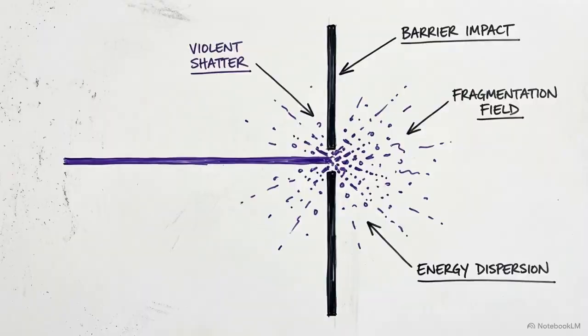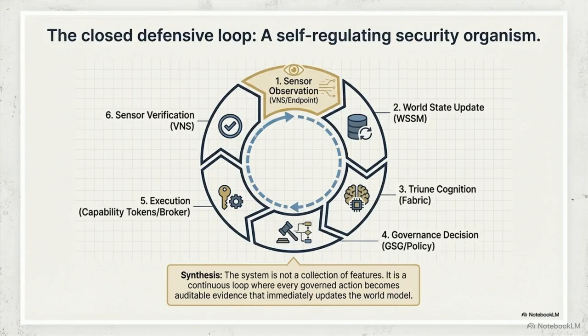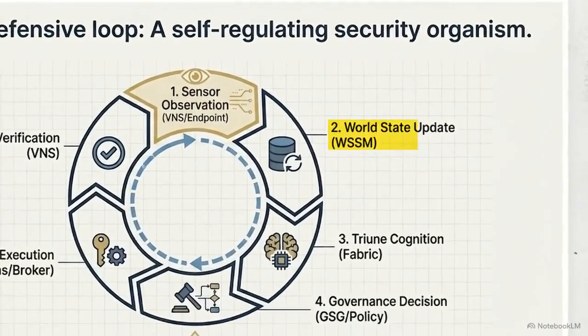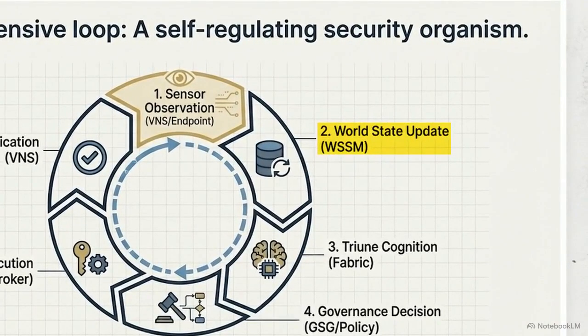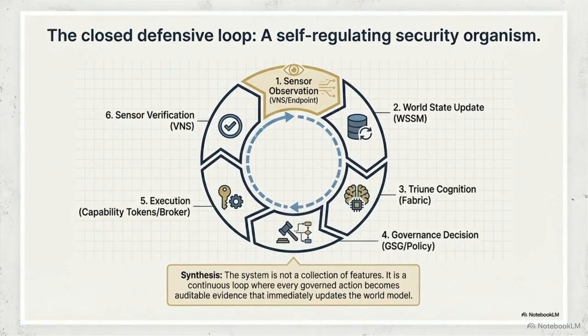The governed execution fabric is not a linear, one-way filter. This final chart illustrates a 6-step closed defensive loop. Every single governed action, whether permitted, modified, delayed, or denied, generates auditable telemetry. This telemetry is instantly fed back into the canonical world state. The evidence of the last execution becomes the context for the next milliseconds' decisions.